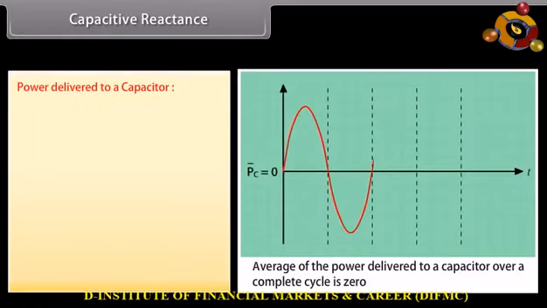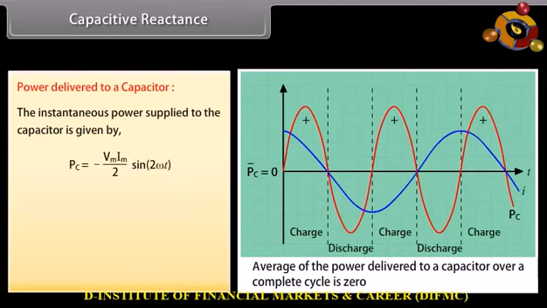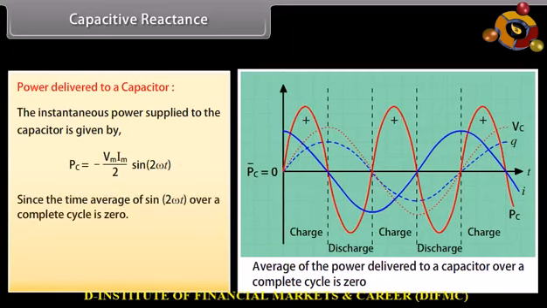Power delivered to a capacitor. The instantaneous power supplied to a capacitor is given by (Vm Im / 2) multiplied by sin 2 omega t. Since the time average of sin 2 omega t over a complete cycle is 0, therefore the capacitor power is equal to 0.